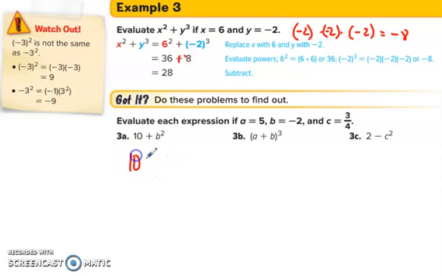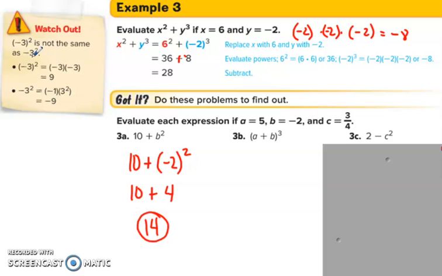Okay, we've got 10 plus b squared, and b is a negative 2. Okay, and we're going to square it. So 10 plus, and then negative 2 times negative 2, because we're squaring it, that's going to just be 4. So our answer here is going to be 14. Now if you're fine with that, you can go ahead and quit the video here. If you want to practice one more, we'll go ahead and do 3c. So go ahead and pause it and write this down, 2 minus c squared, and put in 3/4 in there. This would be great practice. And I'll pause it.